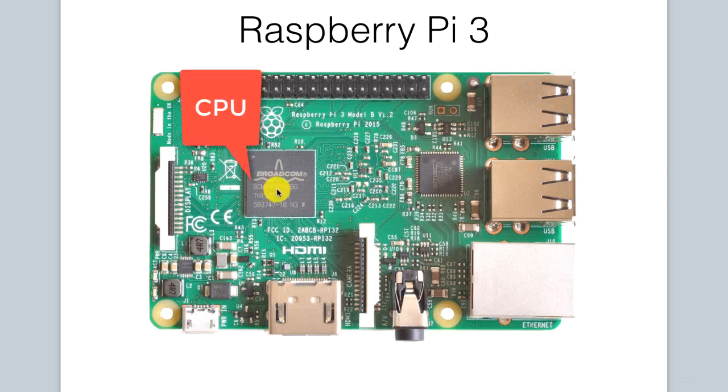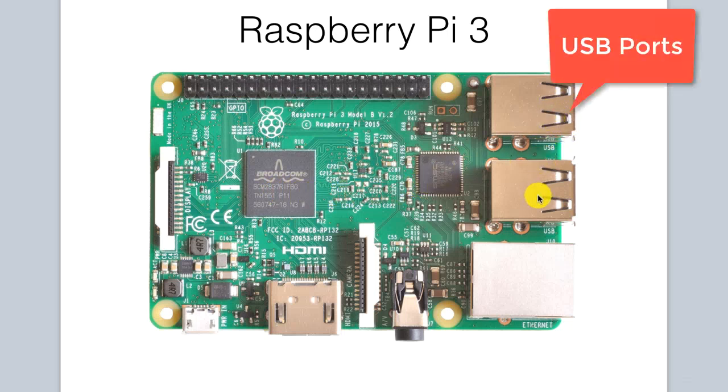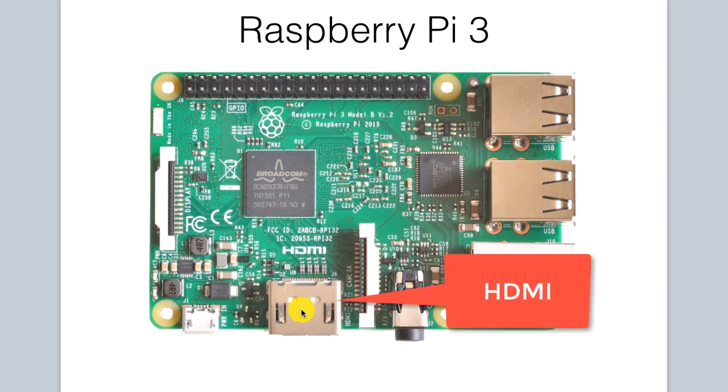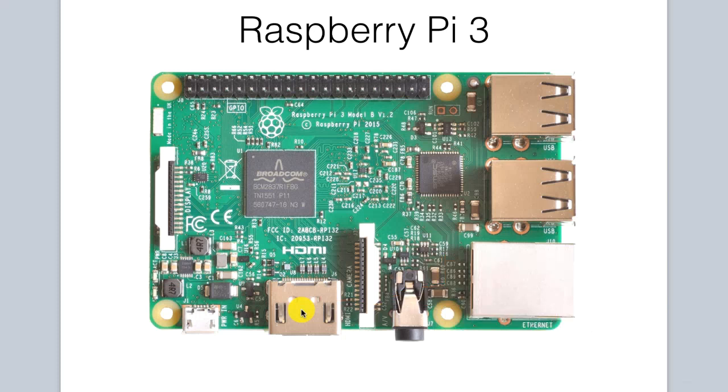The CPU uses 64-bit quad-core architecture and runs at 1.2 GHz, and this can be overclocked. It has 1 GB of memory. It has 4 USB ports, which enables you to connect to peripherals like a mouse, keyboard, microphone, and speakers, etc. There is an HDMI connection, allowing you to connect to a monitor or TV for displaying content. It also has built-in Wi-Fi and Bluetooth capability, allowing you to easily take your projects into wireless mode.